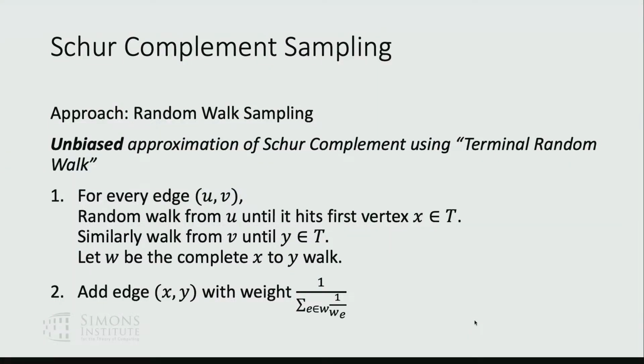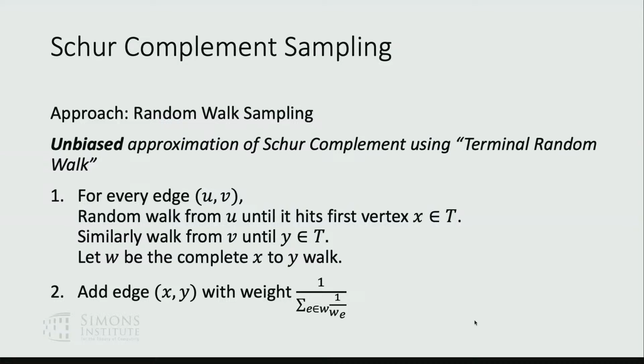Something that maybe we don't have the time to completely prove, but it immediately follows from the random walk interpretation, is that this process is unbiased. If you take the expectation, in expectation you get the complete Schur complement exactly. And the proof is literally the same. You are basically sampling all random walks. The interesting part is, how does this weight pop out?